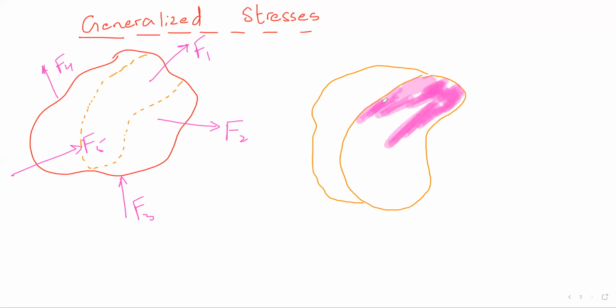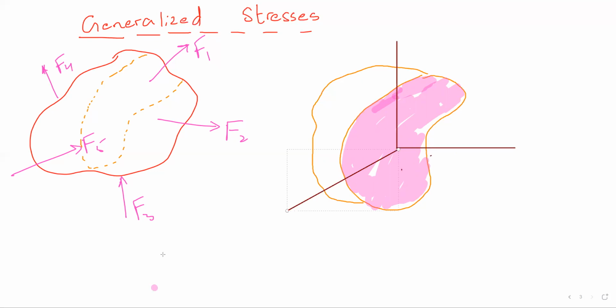Let me quickly, okay, this is as fast as I can go. This is the section of interest for me. And let me make a coordinate axis very quickly. Just for my own convenience, I'm putting the coordinate axis right through its centroid, or center of mass, to make my life easy. This is my X, this is my Y, this is my Z.